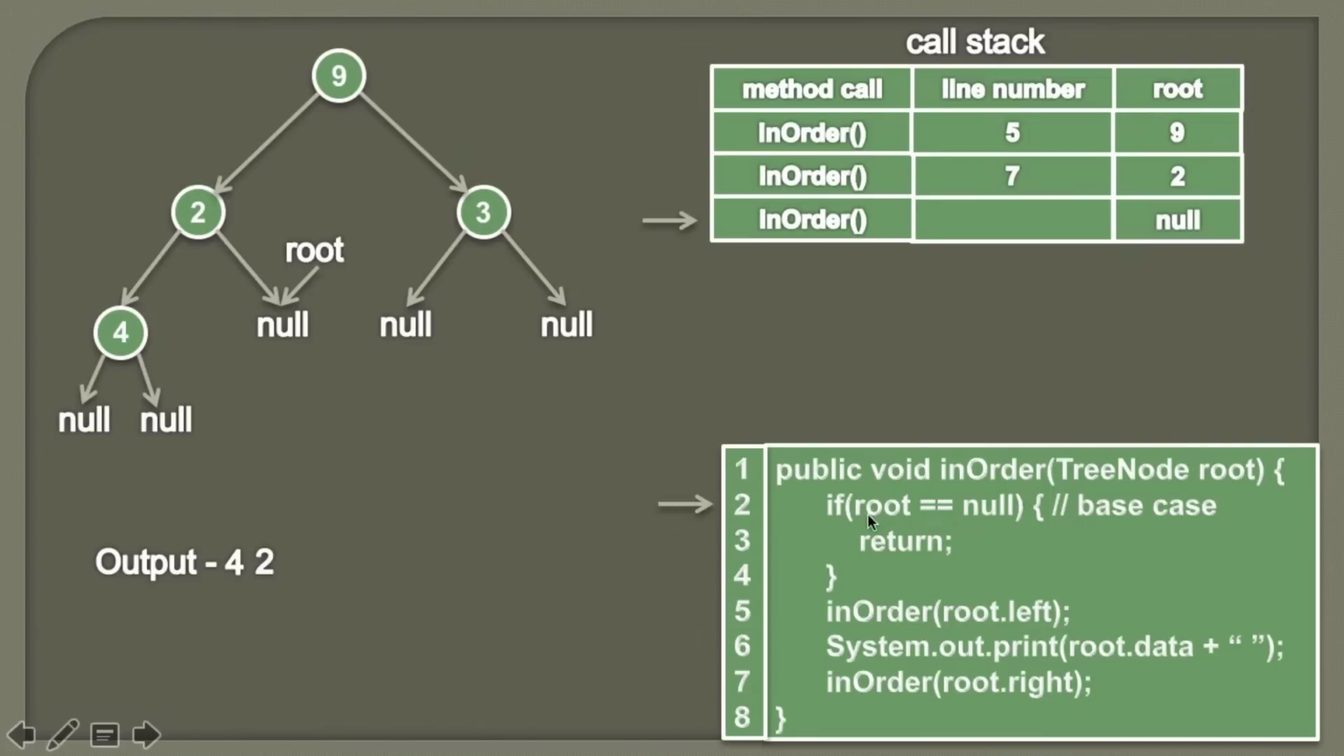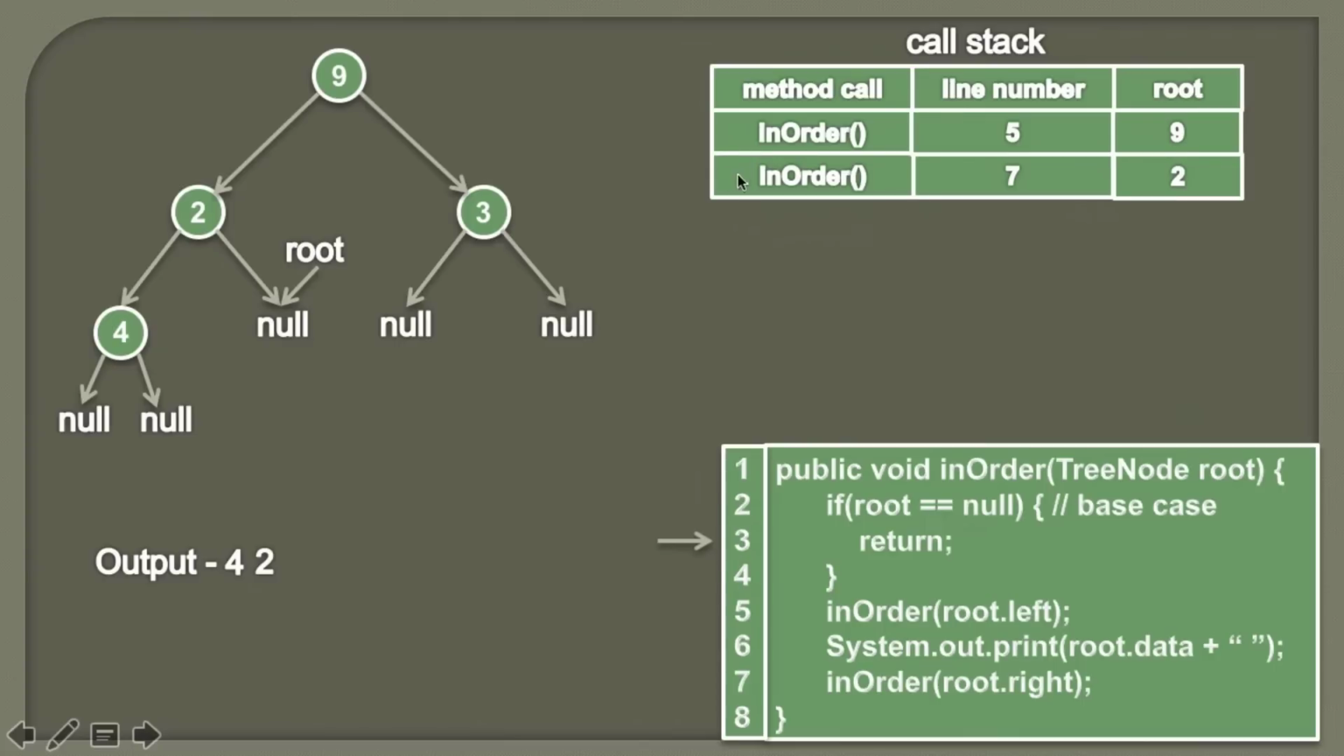So in the first step, we check whether root is equal to null. So here you can see root is equal to null. Therefore we'll simply return from this method. And we are returning from this method because we have already processed its right subtree. So once we return from this method, we know that now this in-order method will be removed from the call stack completely.